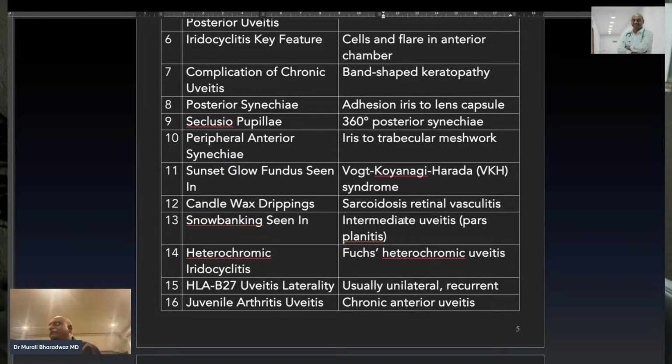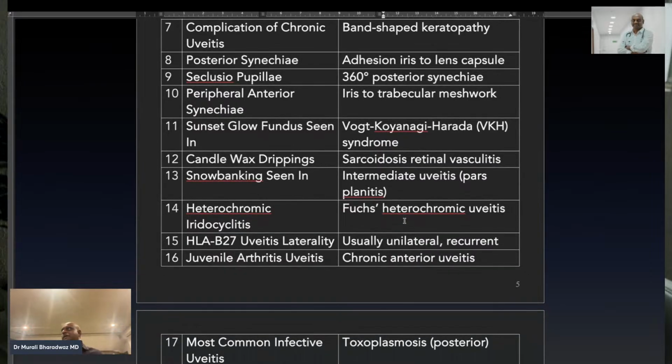Sunset glow type of fundus is seen in Vogt-Koyanagi-Harada syndrome. Similarly, candle wax drippings, because in sarcoidosis there is a retinal vasculitis. Around the retinal vessels there is something like candle wax dripping. Remember that as classical. Snow banking is a feature that is seen in intermediate uveitis.